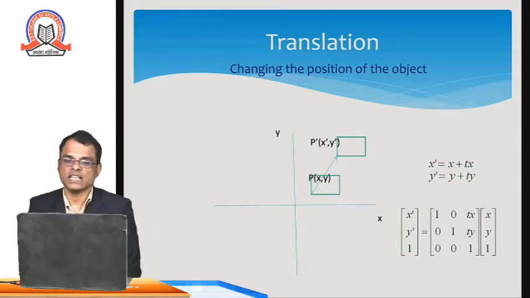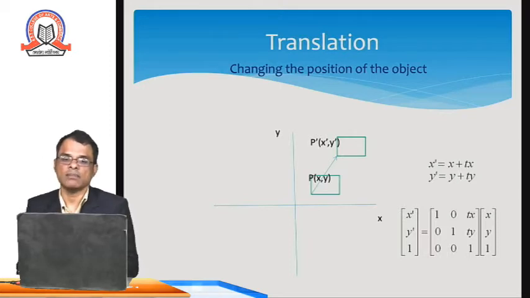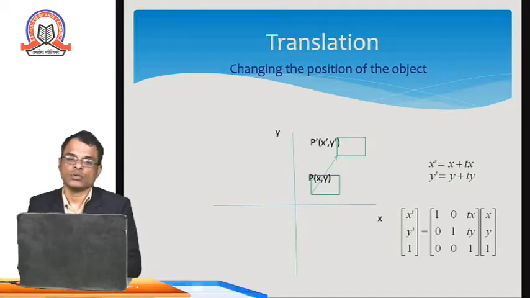So in a matrix format, it will be like this: x dash, y dash and 1. And this is the unit matrix: 1 0 tx, 0 1 ty and 0 0 1. We are going to multiply this with the original x, y position. So when we do this, we get the new x dash and y dash.